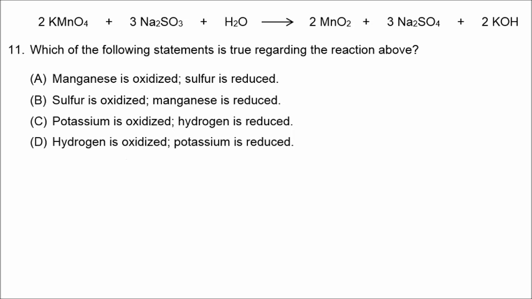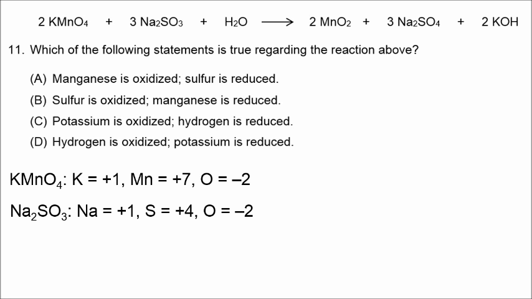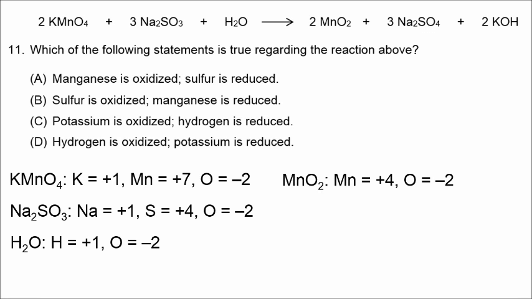Number 11, we have to decide what is changing. In this case, let's go ahead and assign the oxidation numbers for everything on both sides. In KMnO4, potassium permanganate, K is +1, manganese is +7, and oxygen is -2. Oxygen will still be -2 in the next compound. Sodium is +1, and sulfur is +4. That compound is called sodium sulfite. We have water, which is just +1 and -2 for hydrogen and oxygen. Now we have manganese, Roman numeral 4, oxide.